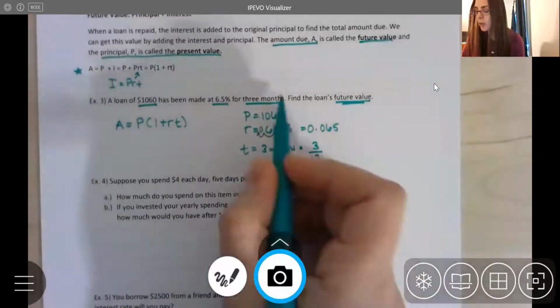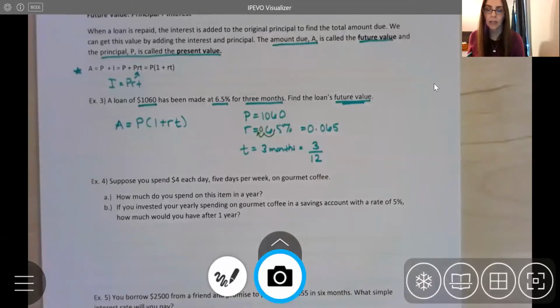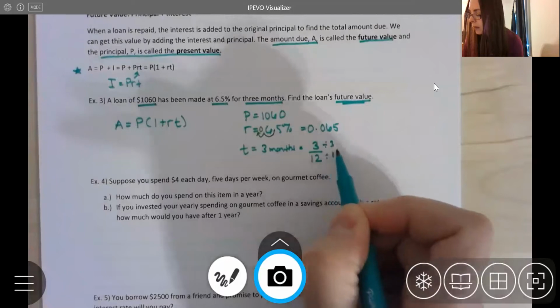When we're doing time, you just want to stay with whatever units are given. So I wouldn't convert this to days or anything like that. If you're in months, use 12 for the denominator. You know, if you're in days, use 360 or 365, depending on what you're told. If you're in weeks, use 52, right? So use whatever unit you're already in. If you want to simplify this, you can. This would be 1/4.